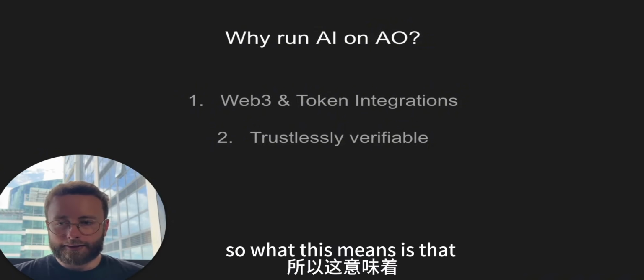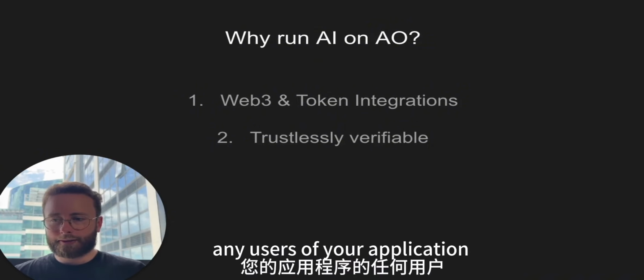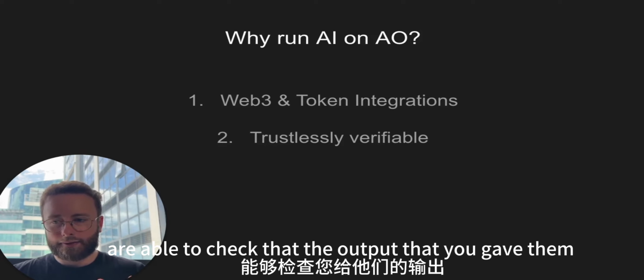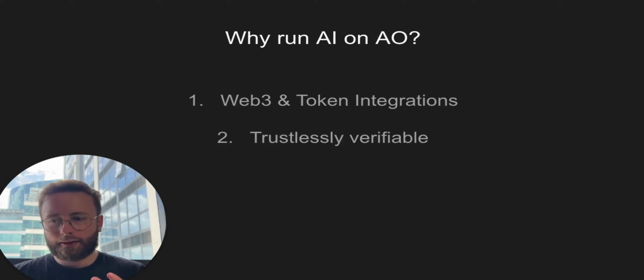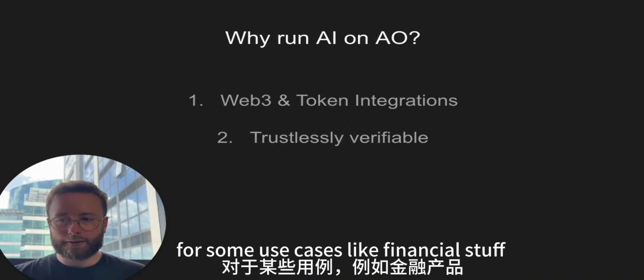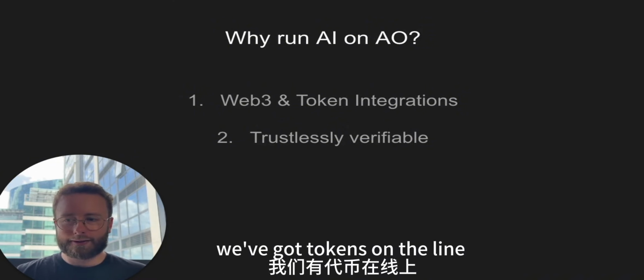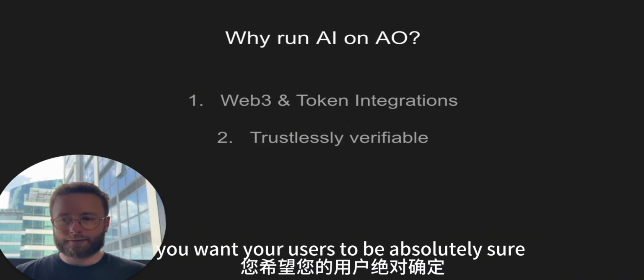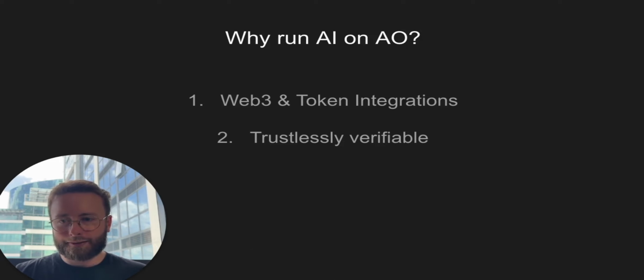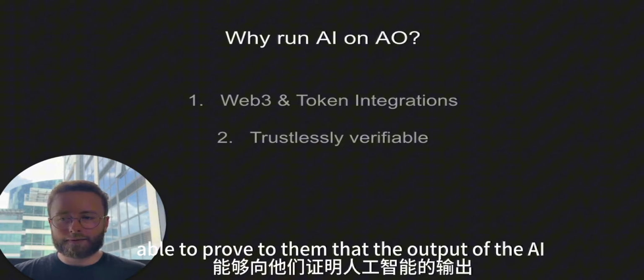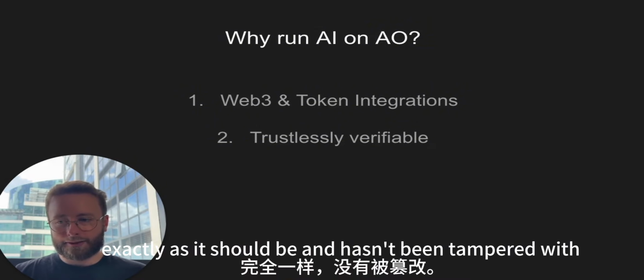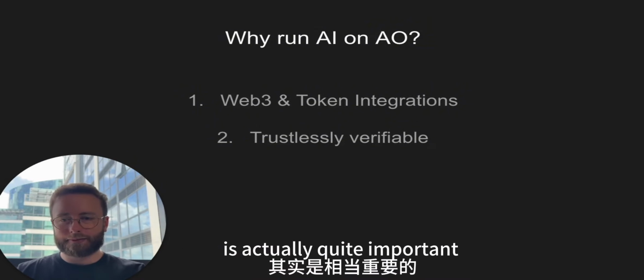So what this means is that any users of your application are able to check that the output that you gave them is exactly as it should be. This is really important for some use cases like financial stuff where you've got tokens on the line. You want your users to be absolutely sure that they're not getting cheated based on the output of the AI. So being able to prove to them that the output of the AI is exactly as it should be and hasn't been tampered with is actually quite important.